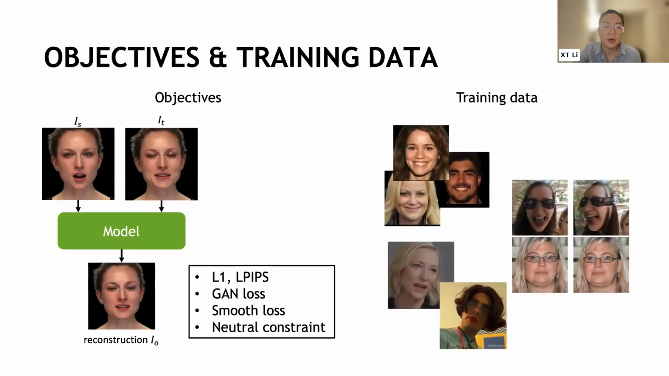And for the training data, we use as many data as we can find. That includes single view images, talking head videos, and also synthesized training pairs from previous 3D aware GAN models. So all the training data are in the 2D scenario, so we don't have any access to any 3D data.